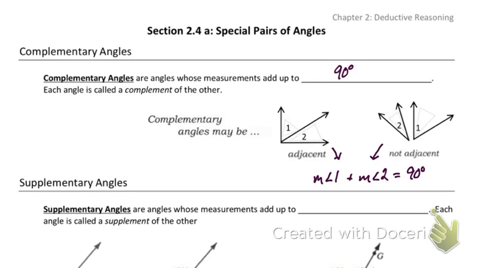It doesn't matter if they're put together, it doesn't matter if they're a mile apart. As long as when you add them together they equal 90 degrees, they are complementary angles. Once again, I might say angle 1 is a complement of angle 2.